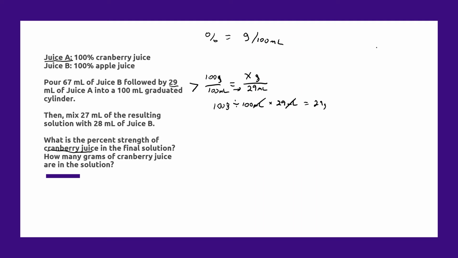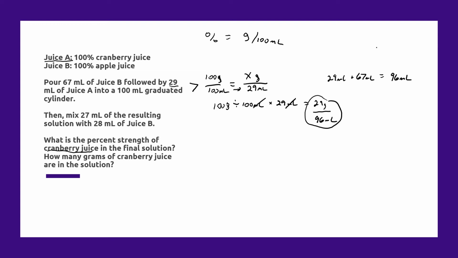Now we also need to consider what volume we have there. We mixed 29 milliliters of juice A with 67 milliliters of juice B, so we have 96 milliliters of solution. That's another important piece of information we need. So we've got 29 grams of cranberry juice and 96 milliliters of solution. Now we're going to take 27 milliliters of this solution and mix it with 28 milliliters of juice B.